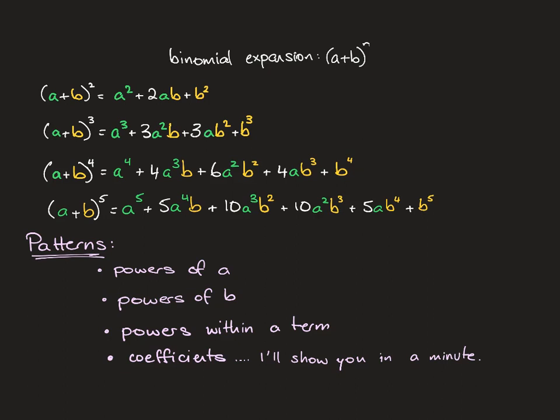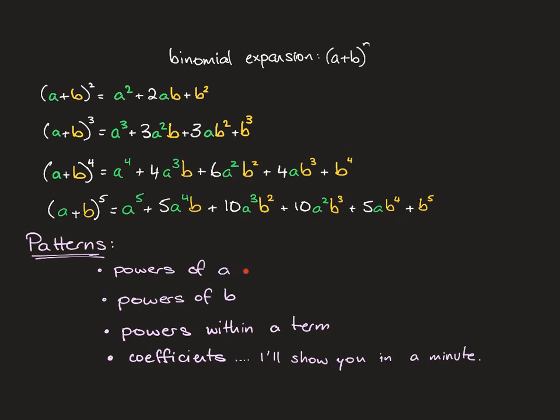Let's look a little bit more at this pattern. So here's a summary of some of our binomial expansions. So a plus b all squared, a plus b all cubed, a plus b to the 4, and a plus b to the 5. And there's a whole heap of patterns in here, and I want you to pause the video and see if you can find these particular patterns.